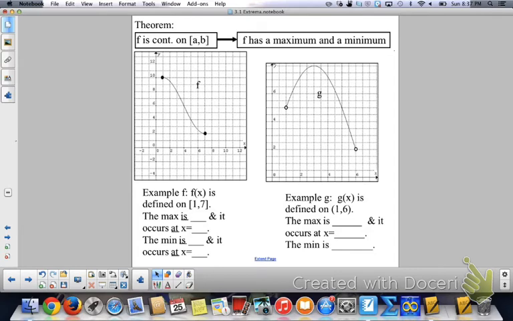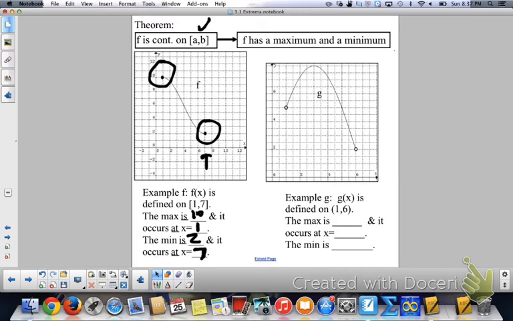The first thing, there's a theorem. If f is continuous on a closed interval from a to b, then f has a maximum and a minimum. So this first one is a closed interval. Example f: f of x is defined on [1, 7]. The max is right here, so the max is 10, and it occurs at x equals 1. The min is right here, that is 2, and it occurs at x equals 7.